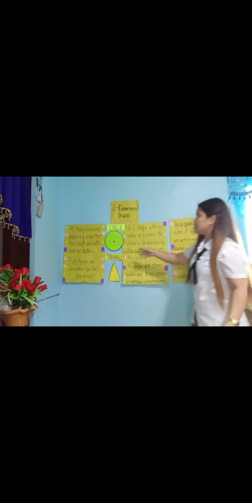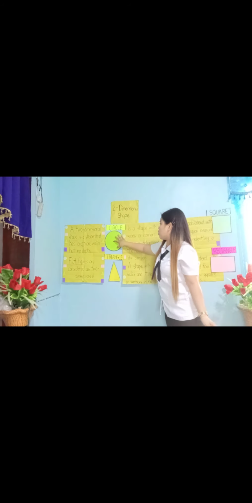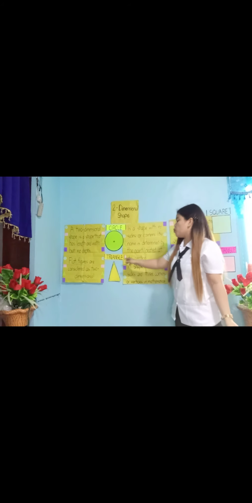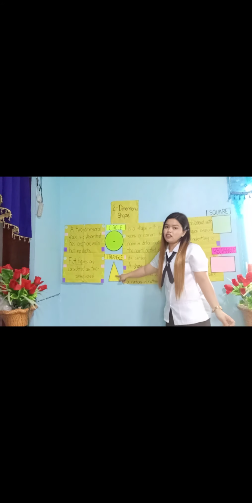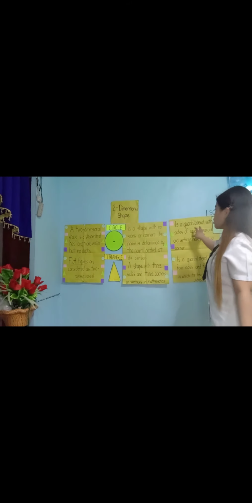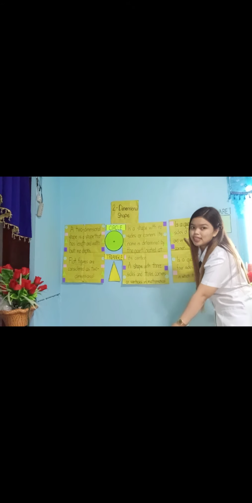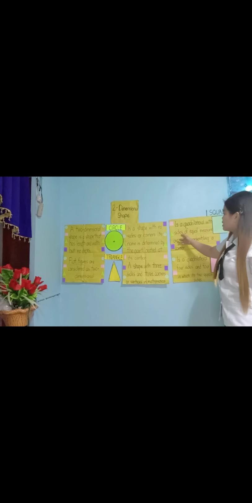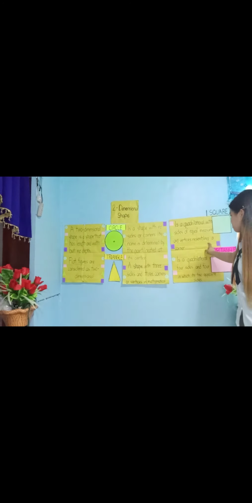The first is the circle. A circle is a shape with no sides, a round shape with no corners. The second is the triangle, a shape with three sides or three corners, called vertices in mathematical terms. The next is the square. A square is a kind of quadrilateral with sides of equal measure and vertices resembling a corner. The last is the rectangle.